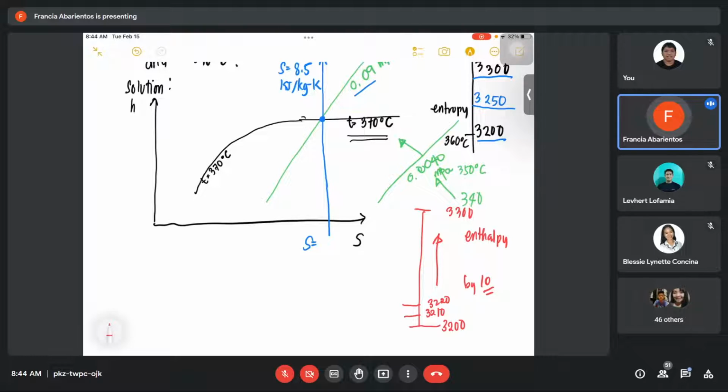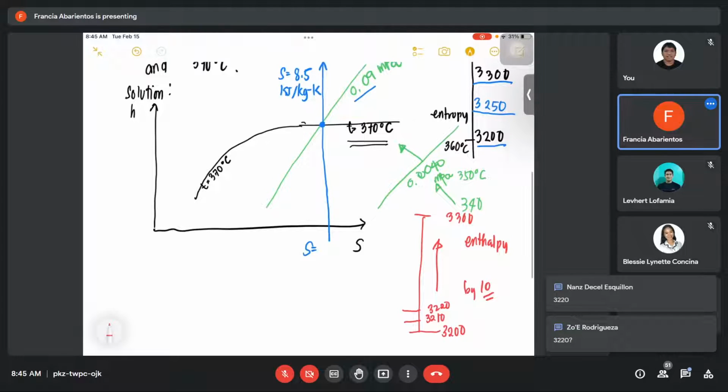Okay, sa tingin nyo, what is the enthalpy? Given sa atin yung point ni 370 and yung 0.09. Ayan. Saan kaya siya nagpo-fall? Ito. Intersection. So, hindi siya nagpo-fall sa 3,210, 3,220. Pag zoom mo, class, eto na. Lagyan ng linya ni ma'am siya.